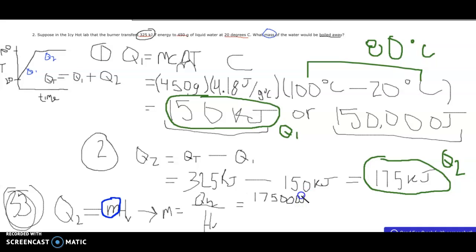Again, if you're going from kilojoules to joules, you have to multiply by 1,000. And then oppositely, if you're going from joules to kilojoules, you have to divide by 1,000. And then the heat of vaporization is at the top of your sheet. It's 2,260 joules per gram. Okay? When you work all that out, you get 77.4 grams.